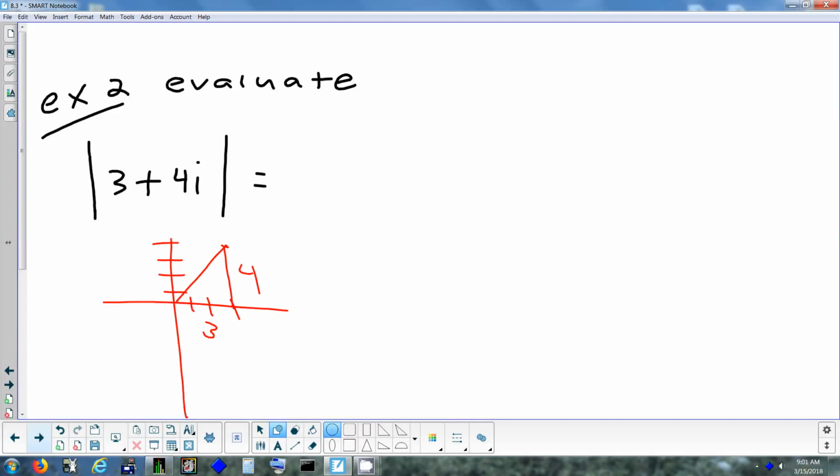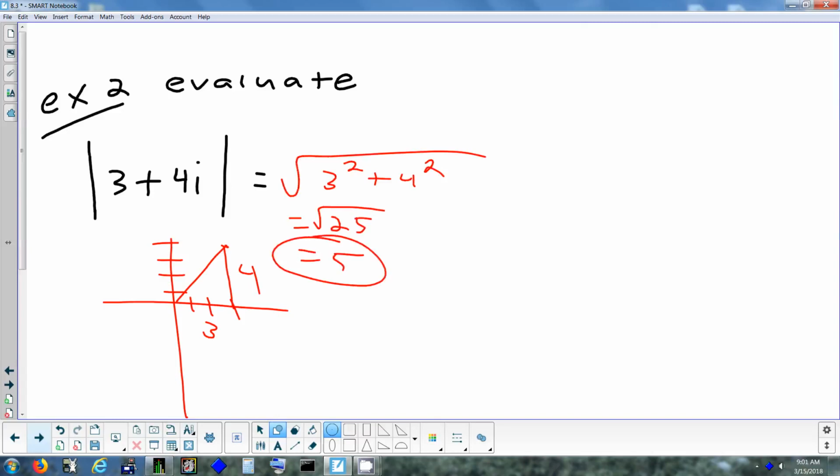Can anyone set up my right-hand side to find the absolute value of 3 plus 4i? Leo? Square root of 3 squared plus 4 squared. Yep. 3 squared plus 4 squared. And if you do that out, you get an absolute value of 5. So that's a 3, 4, 5 right triangle. That one comes out nice. They don't all come out nice, obviously. Any questions on how we found the absolute value?